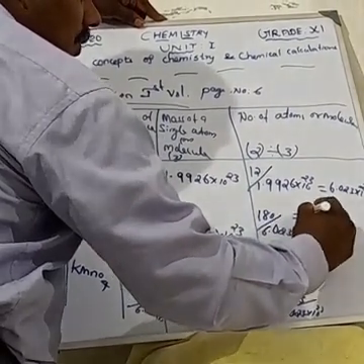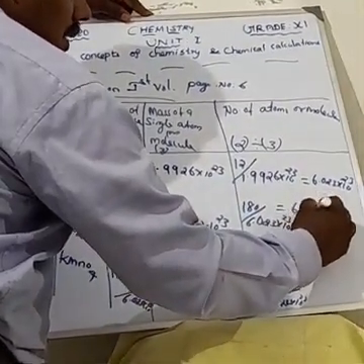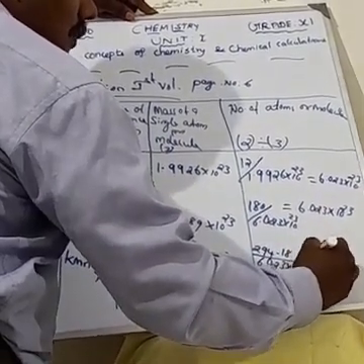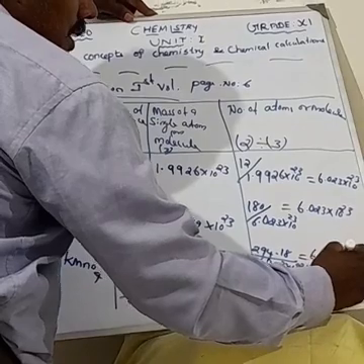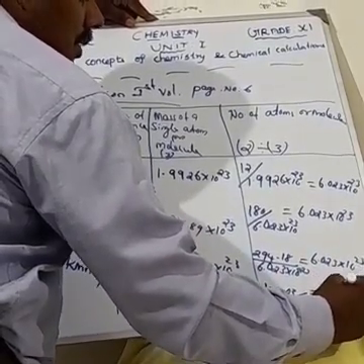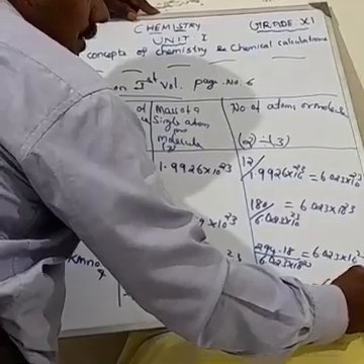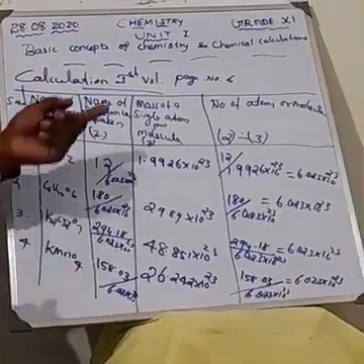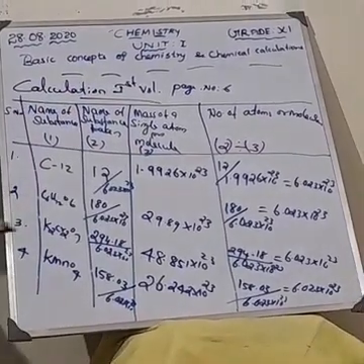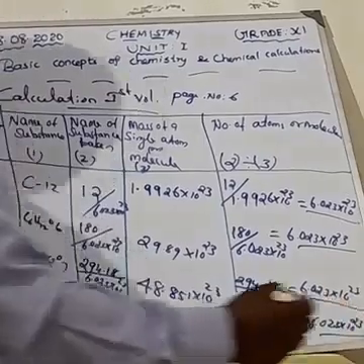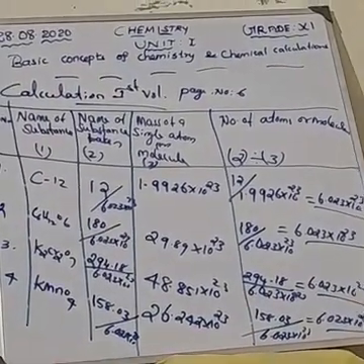That is equal to 6.023 into 10 raised to 23. Okay, this we are saying 1 mole. These are called 1 mole, the amount of the substance. That is called 1 mole, the amount of the substance.